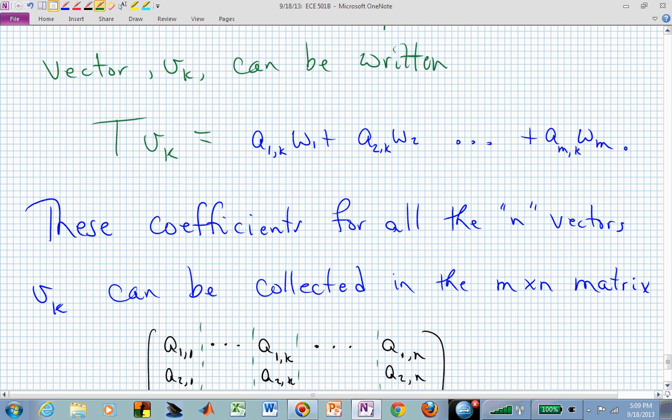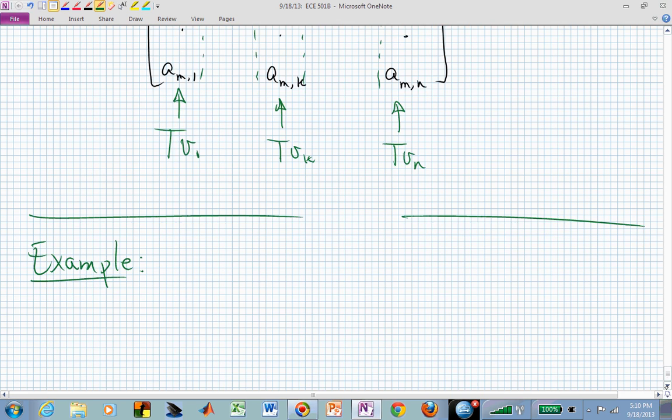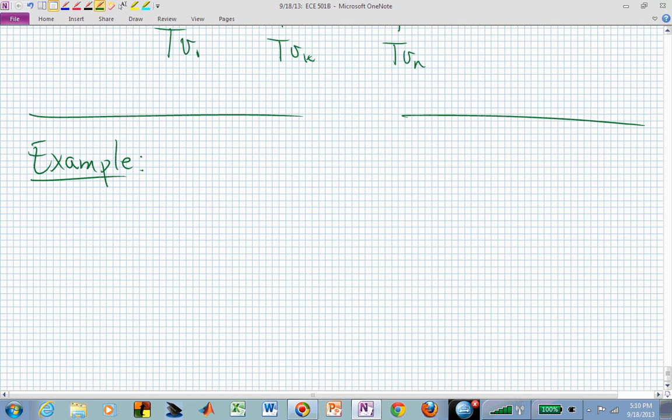Let me look at an example, and then I'll go back. How about we talk about an example, because that might help make these a little bit more concrete. Let's look at an example first. And maybe it won't make it better, but suppose we go back to this basis changing idea.